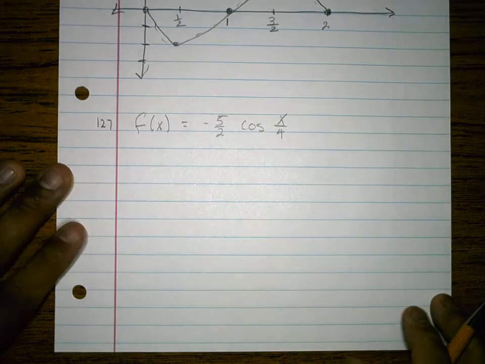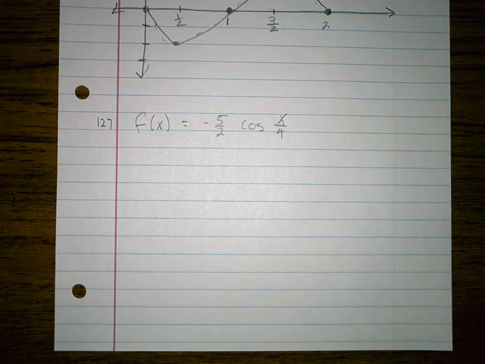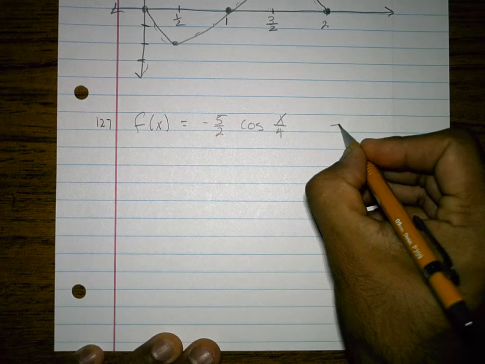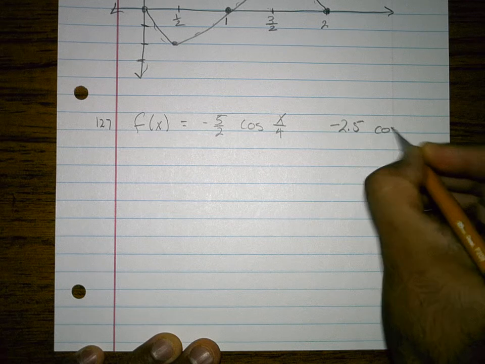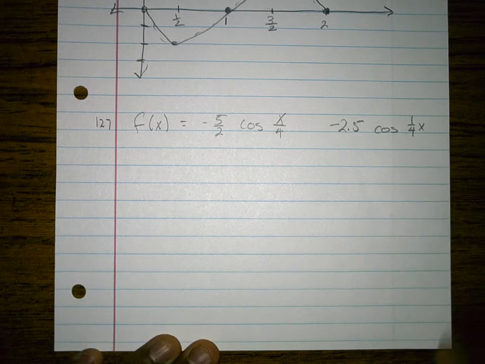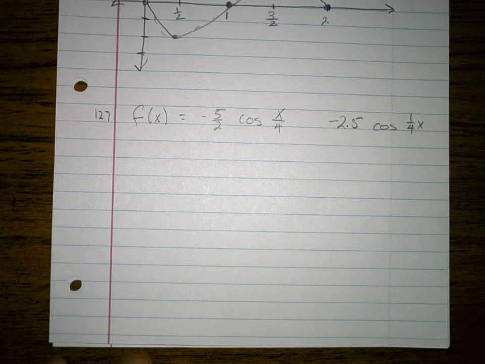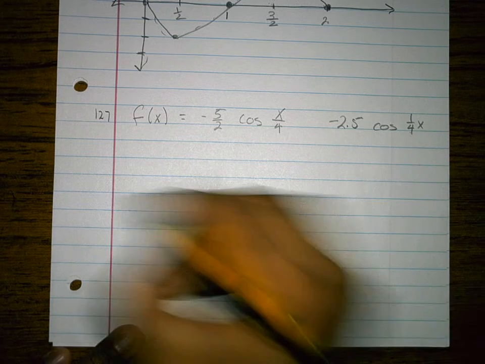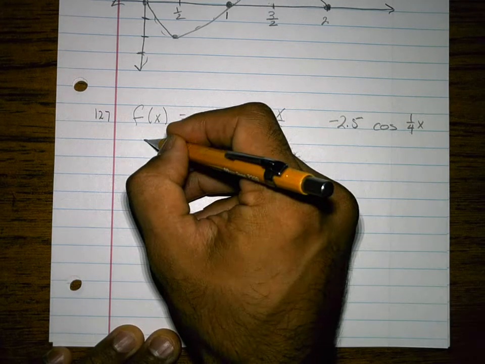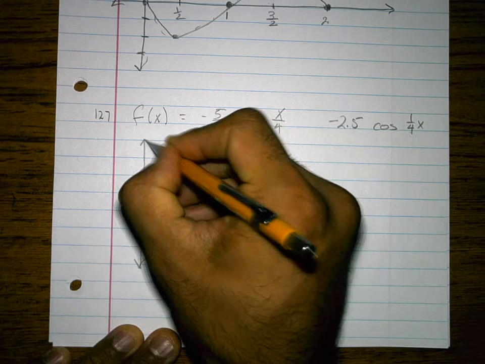Okay, so to make that a little easier on myself, to get a feel for what's really going on here, I'm going to rewrite this as -2.5 cosine 1/4 x. The exact same thing. So I have a negative amplitude, and I have a change to the period again. I'm going to go ahead and get my axis set up here.